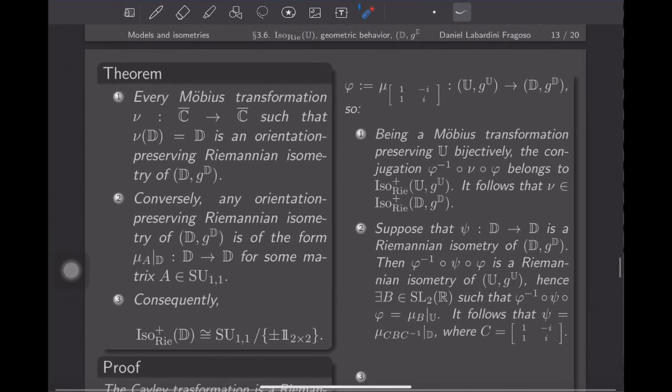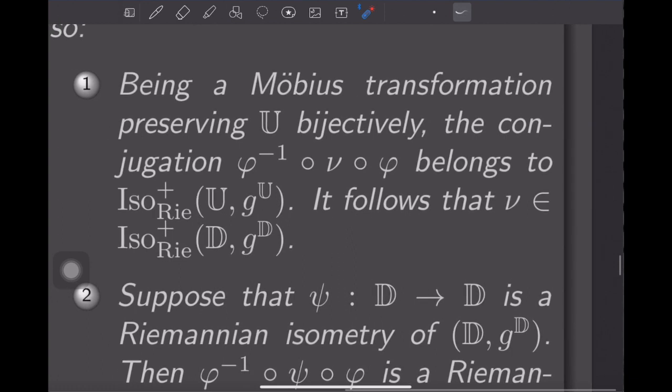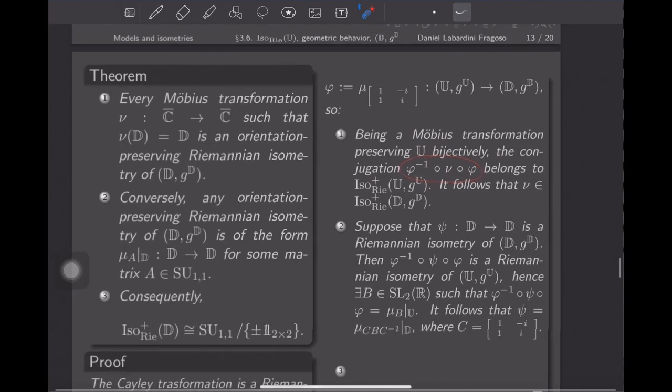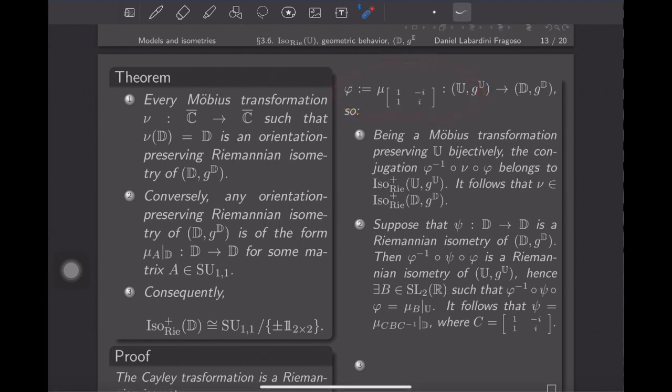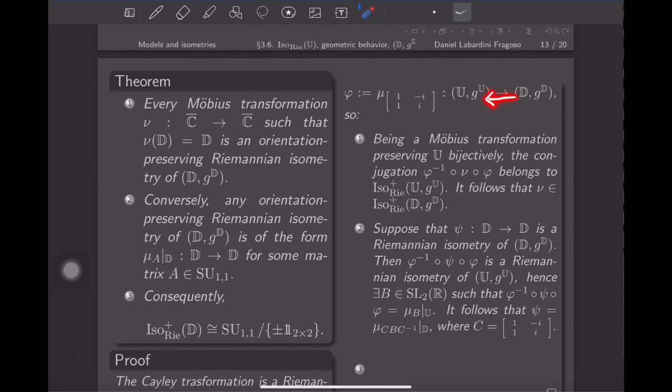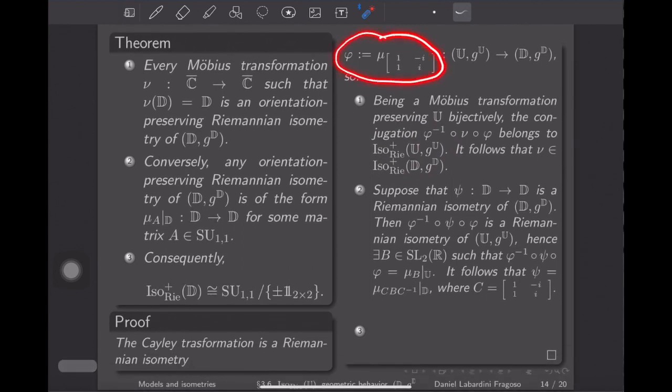Now, nu being one such, what happens? Well, conjugating with the inverse of phi, right? So that is kind of going first from the upper half plane to D, and then here applying nu, and then going back. Since nu preserves D bijectively, this composition preserves U bijectively, and so it's an orientation preserving Riemannian isometry of U, and phi is also an orientation preserving Riemannian isometry, and so is its inverse. So nu is an orientation preserving Riemannian isometry of the Poincare disk.